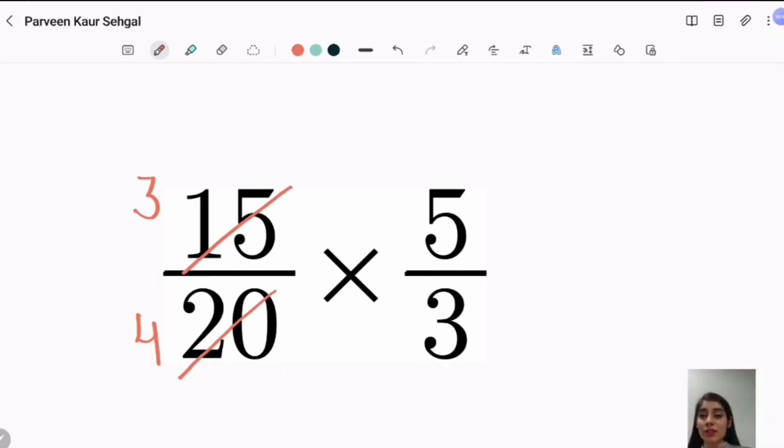Now let's further try making pairs for the cancellation. First we look at this 3 and try to make a pair with 4, which is not possible because 3 and 4 together do not come in any table. Now let's take the example of 5 and 3. 5 and 3 are also not composite numbers, so we cannot take them as a pair for the cancellation. Now we can look at 3 and 3. Yes, 3 and 3 can be taken as a pair because they both are composite numbers.